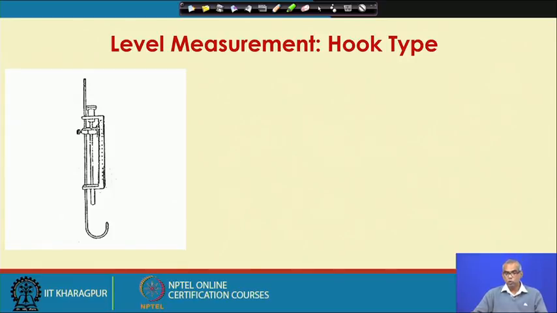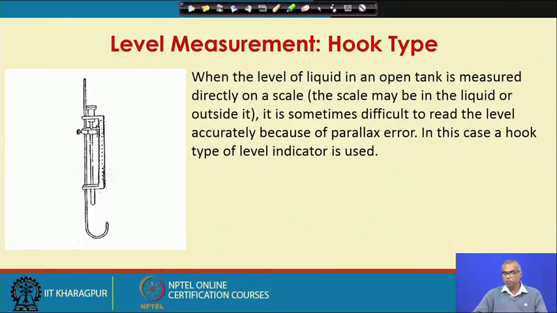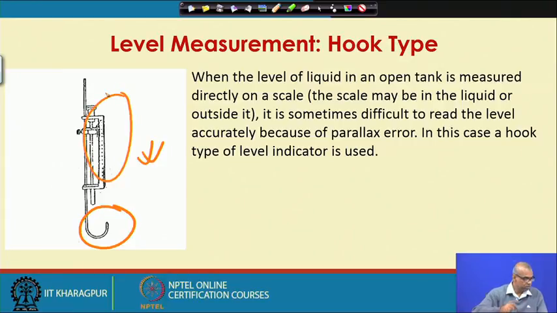Next, we talk about the hook type level measuring instrument. So, this is another very simple way of measuring liquid level. When the level of liquid in an open tank is measured directly on a scale, the scale may be in the liquid or outside it, and it is sometimes difficult to read the level accurately because of parallax error. In this case, a hook type of level indicator is used. What you see is a hook type of liquid level measuring instrument. So, this is the hook, and here you have the scale.